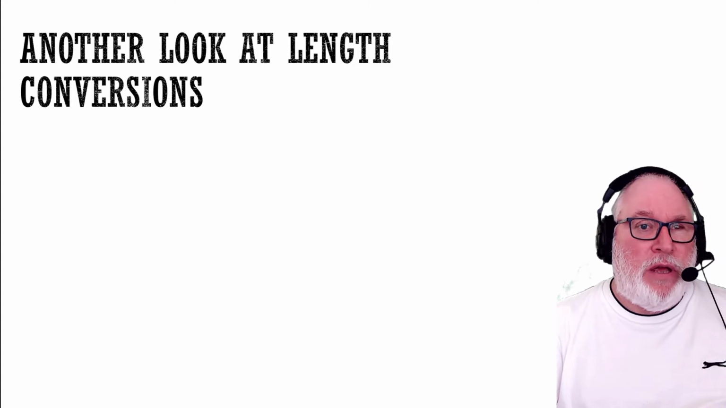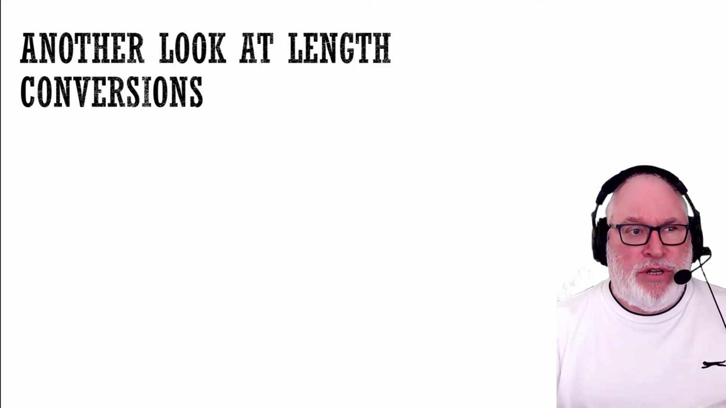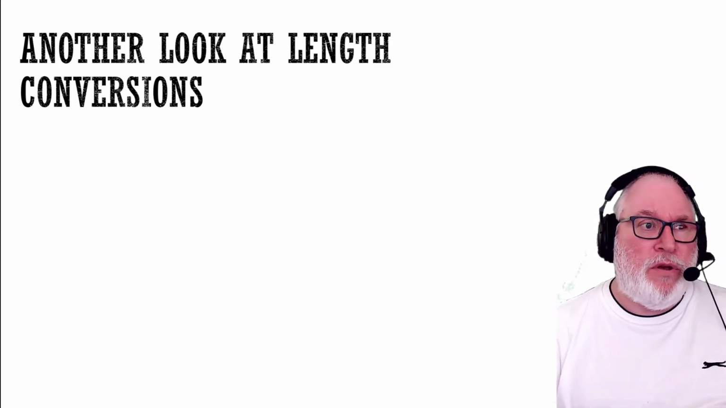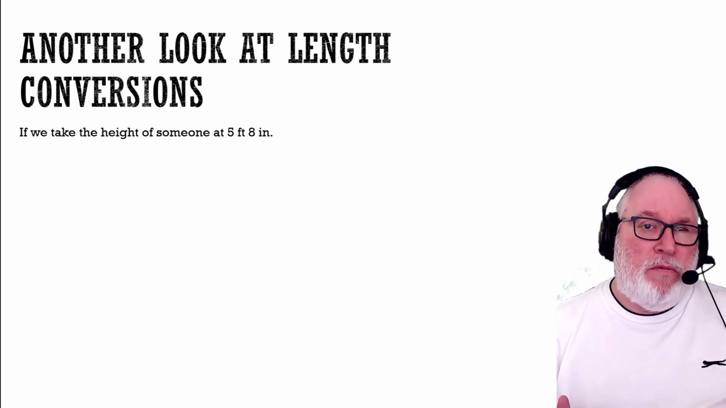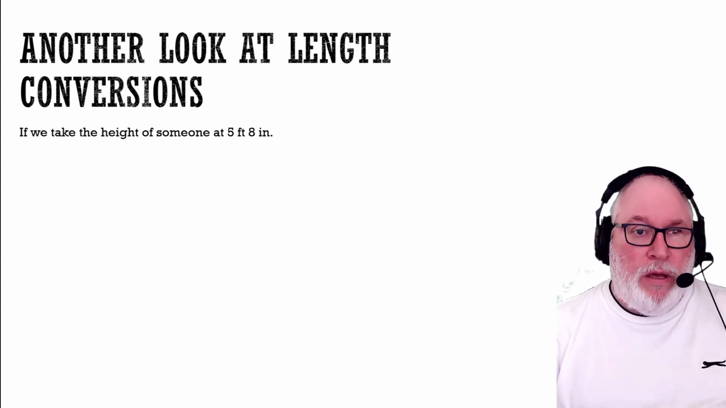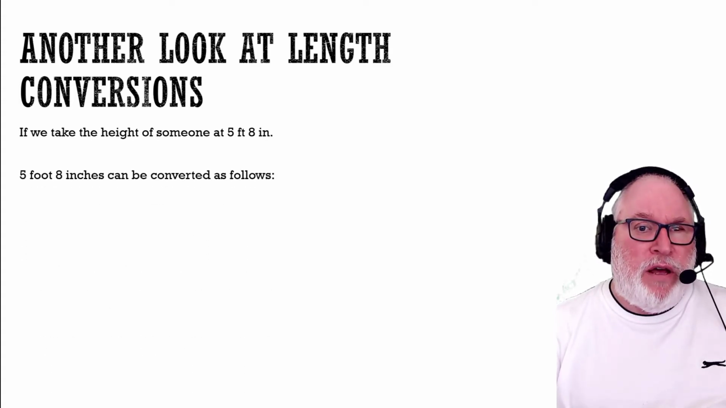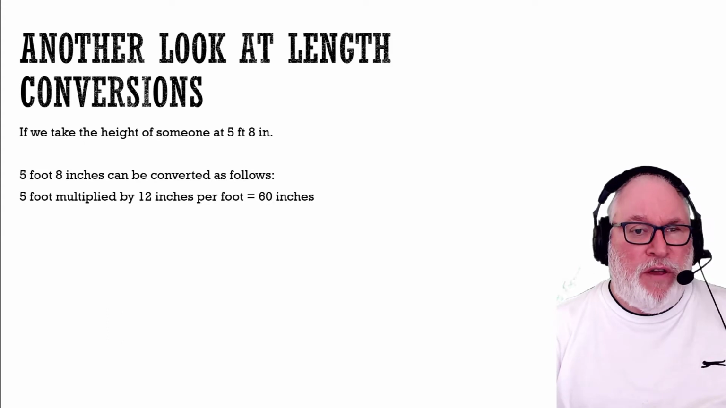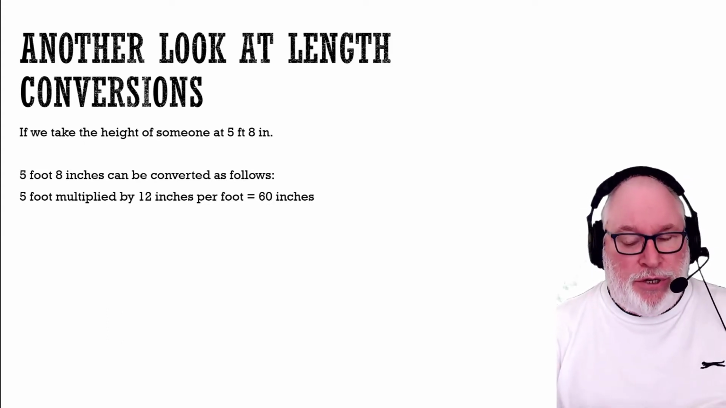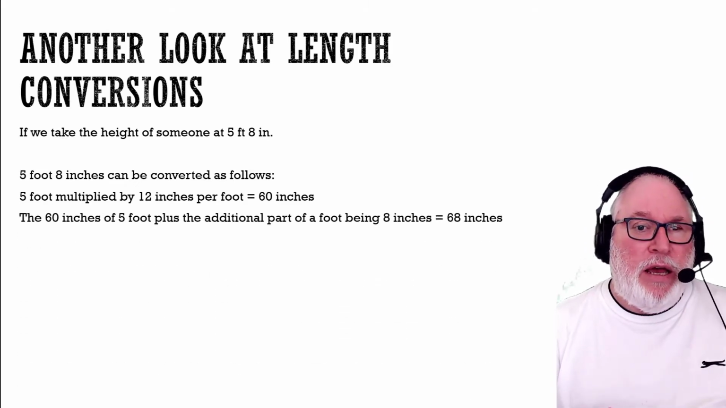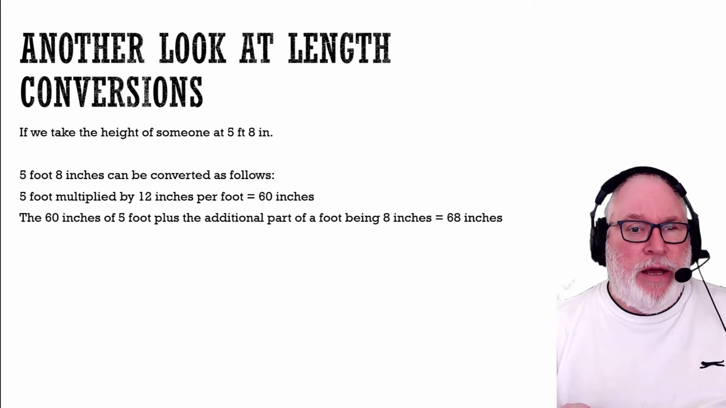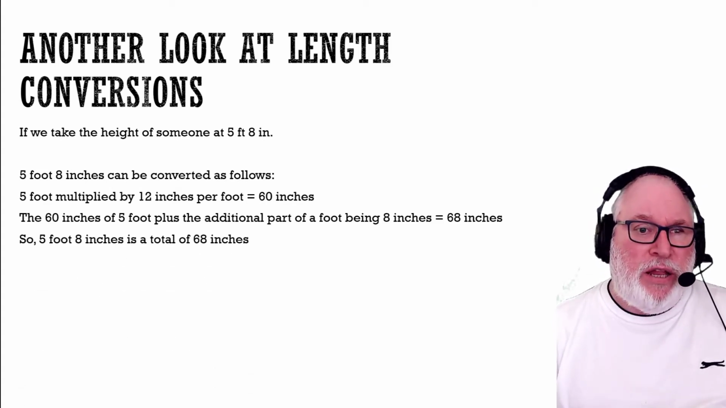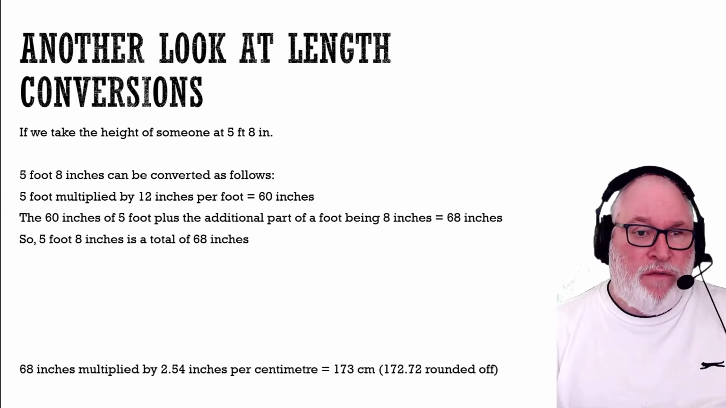So let's have a wee look at length conversions again. This time we'll look at someone who is 5'8", and we're going to convert that as follows. The 5 feet multiplied by 12 inches per foot gives us 60 inches. We can then add the other on, or we could say it's 60 inches, and then convert it from there.